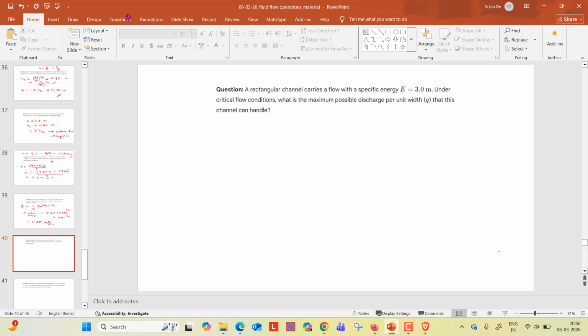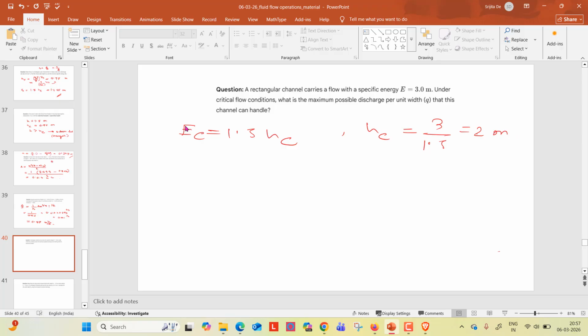A rectangular channel carries a flow with a specific energy 3 meter. Under critical flow conditions, what is the maximum possible discharge per unit width that the channel can handle? So we know that in case of critical flow, specific energy is EC equals to 1.5 into HC. So now HC will be 3 by 1.5, that is nothing but 2 meter critical depth.